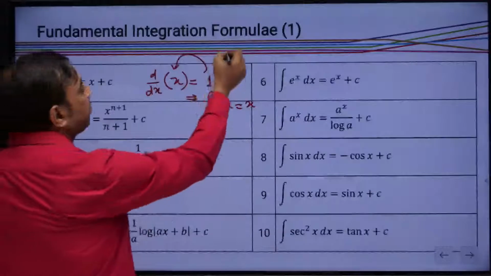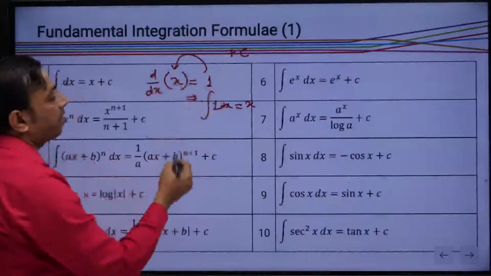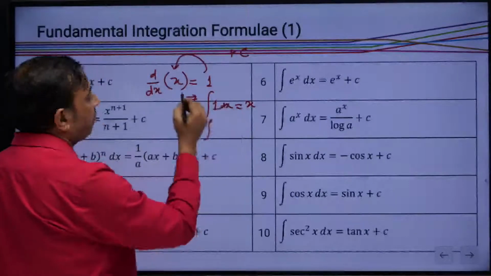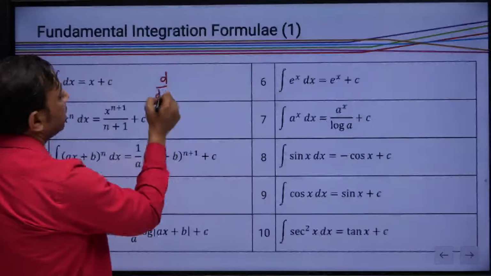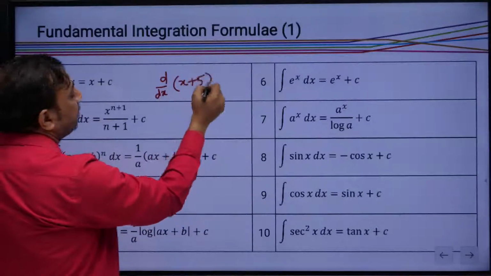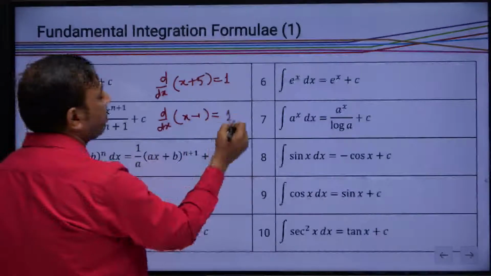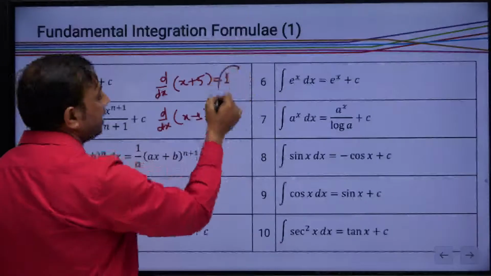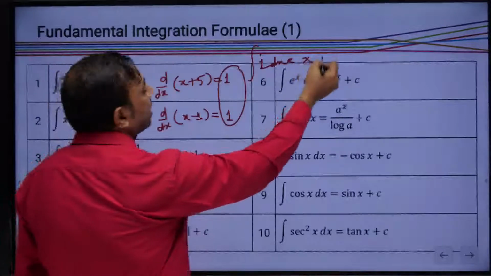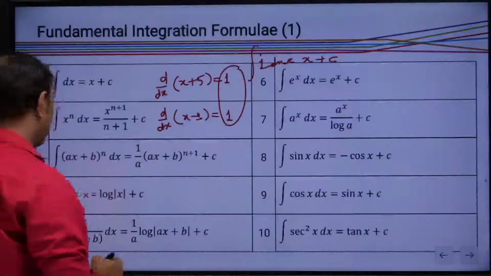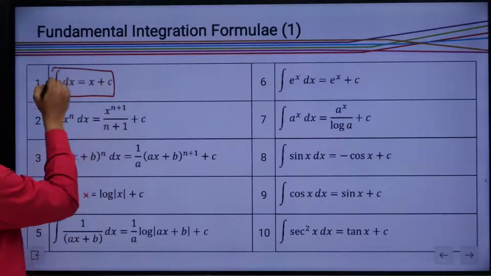Now that idea of plus c is also there. If I differentiate x, the result is 1, but if I differentiate, say, x plus 5, I will still get 1. If I differentiate x minus 1, I still get 1. That means if we integrate 1 with respect to x, I may get x and any constant with it. So that is how we get the formula: the integration of 1 is x plus c.